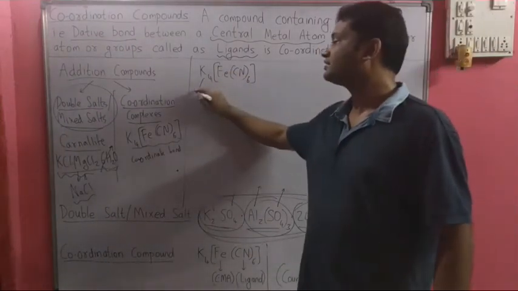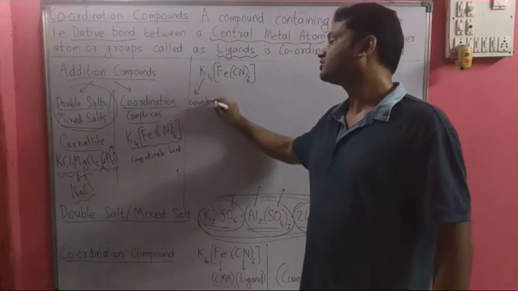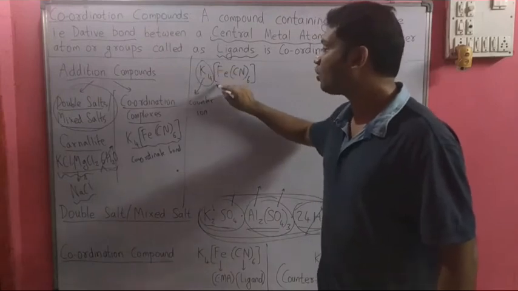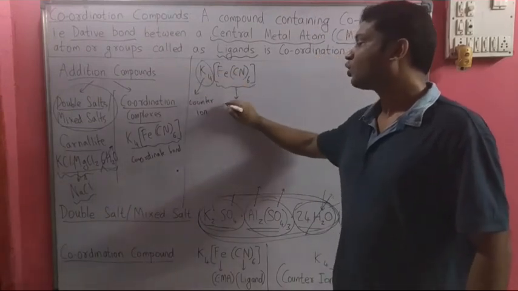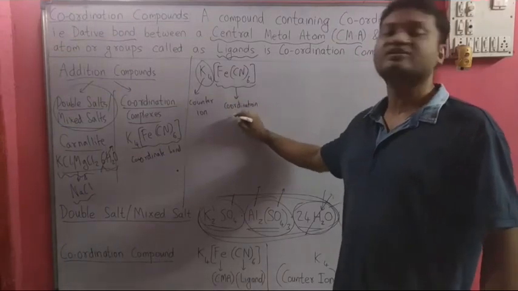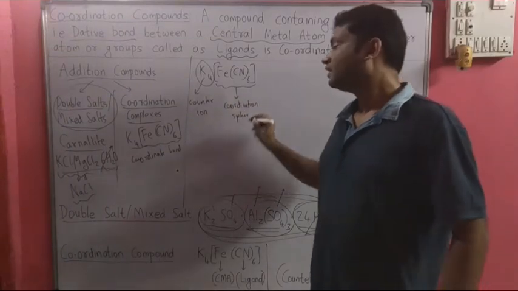In it we have two parts. One is the counter ion. This is called as counter ion, the thing outside the coordination sphere. This is a coordination sphere. So let us first familiarize ourselves with the terms.